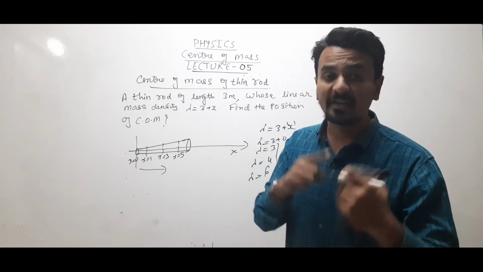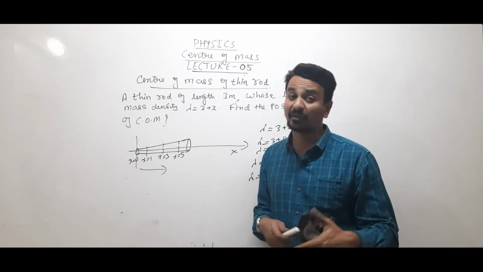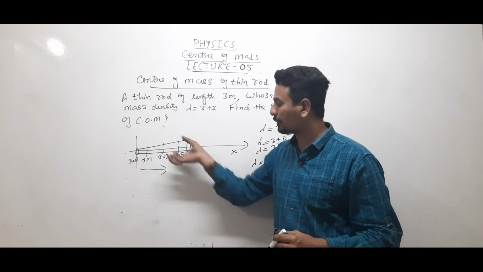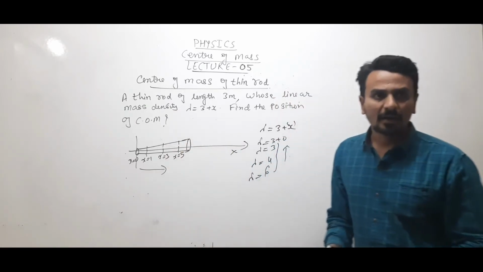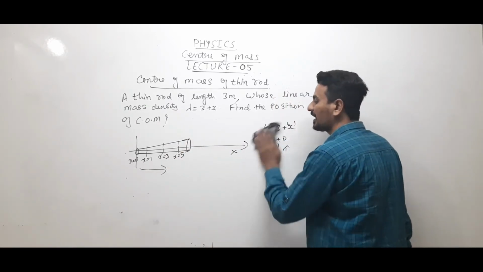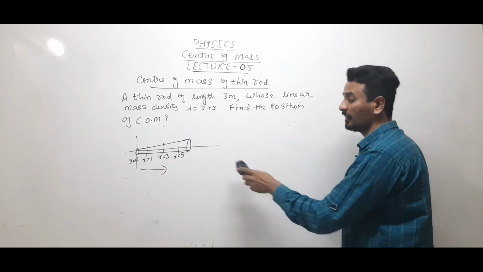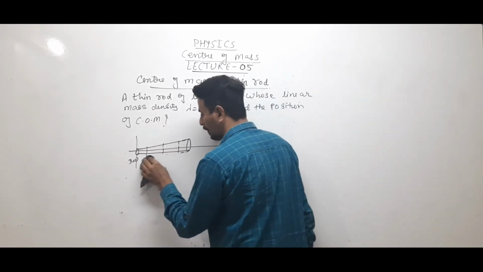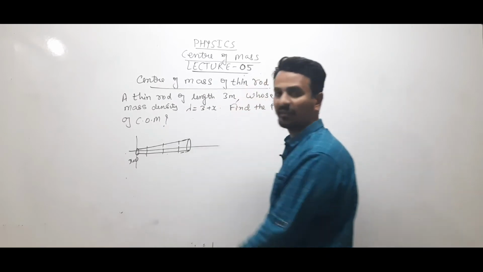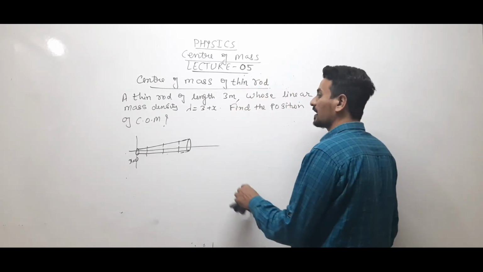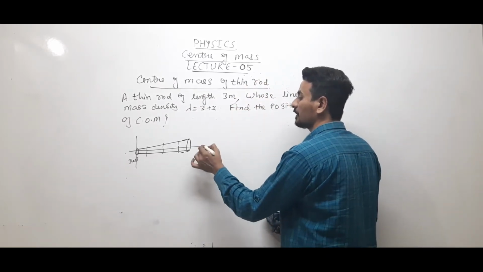If lambda goes on increasing, what does lambda represent? Mass density, that means mass is also increasing. That is why I made a rod like this. Clear? Of course the rod does not have a uniform shape, but mass is continuously distributed inside the rod. Now we have to find the position of the center of mass.